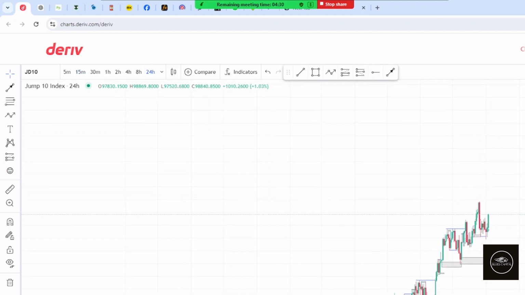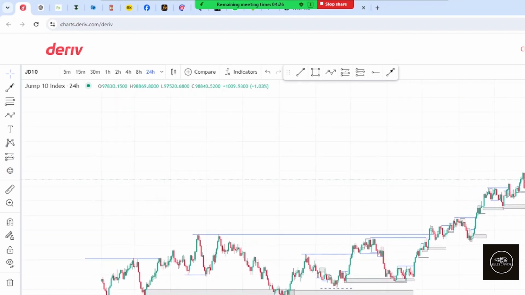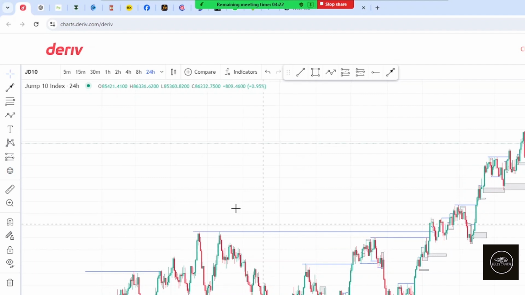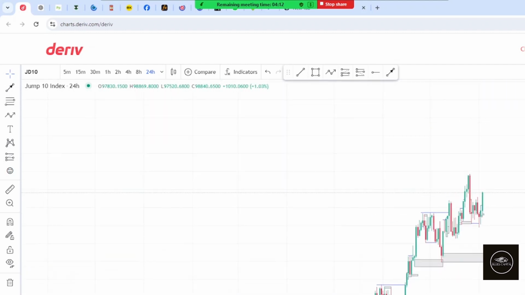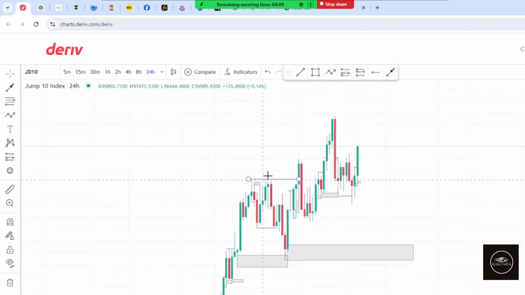So in the higher time frame, that's the daily time frame, what do you guys notice? I'm seeing a bullish trend. You see the ups and downs: high, low, high. All these are a bullish trend. Can you see? High, low, high, low, high, low.